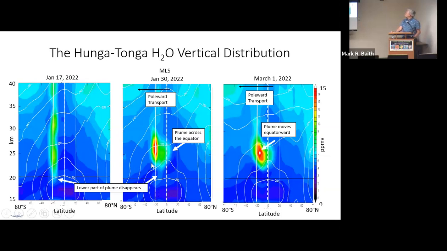And you see also that the plume has moved across the equator. Here it's just sitting on one side, then it moves across the equator, which is extremely interesting to me. My background is in atmospheric dynamics. Like, why did that happen? That shouldn't have happened. And then you see the plume moves equatorward.